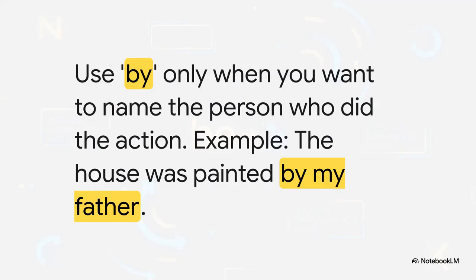But wait, what if we actually want to reveal the identity of that background actor? The doer. Well, that's when we bring in our special clue word, by. But here's the trick, and it's an important one. You only use by when the person who did it is actually important or interesting to the story. For example, the house was painted. That's a perfectly good sentence. But if you want to give someone special credit, you say, the house was painted by my father.